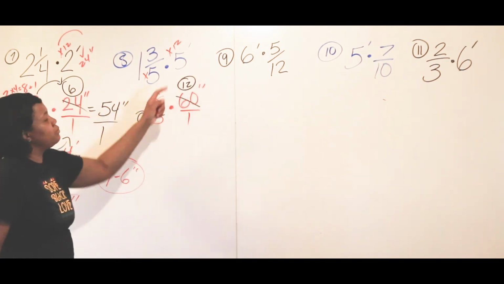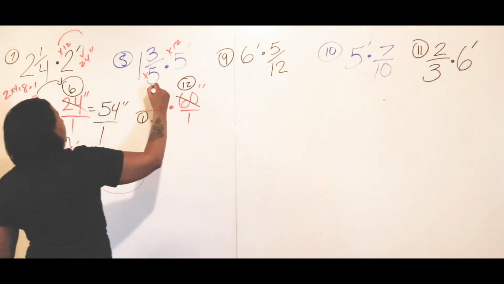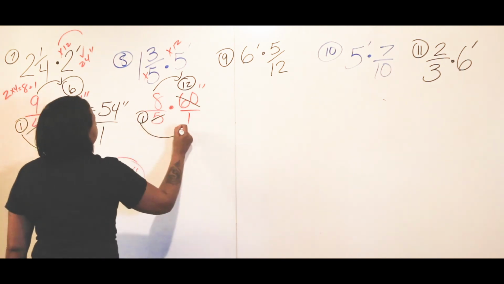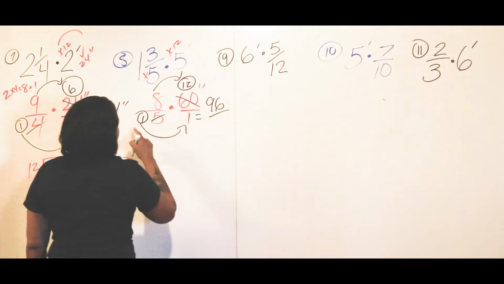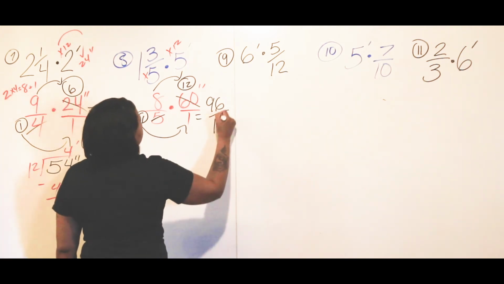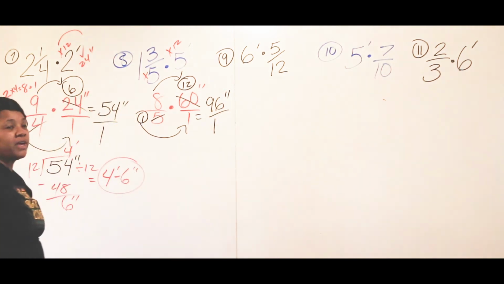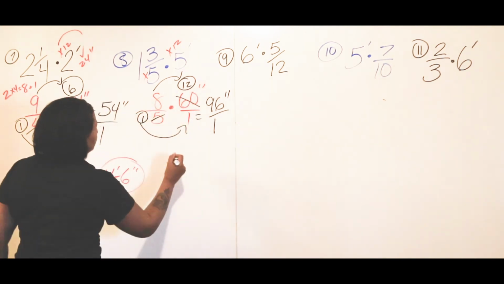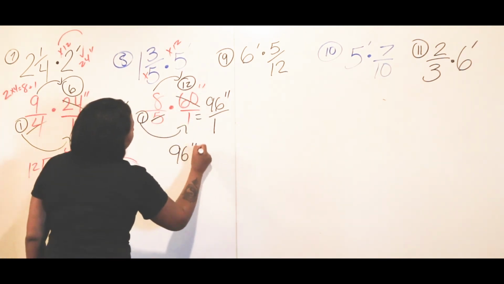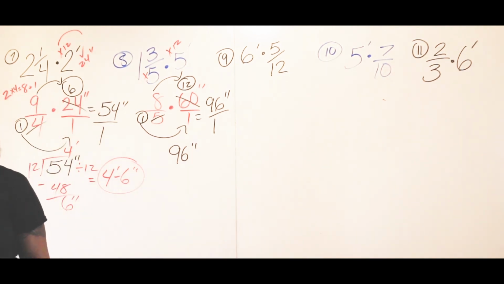Can't cross reduce anymore, so now we multiply the numerator times the numerator. 8 times 12 is 96. And denominator times the denominator is 1. Anytime we have 1 as a denominator, our answer is always going to be the numerator. We got 96 inches.